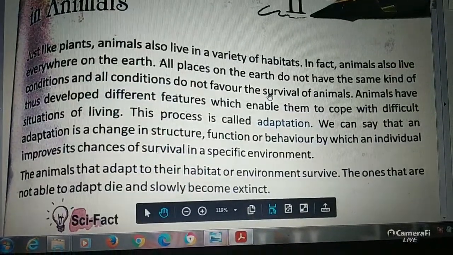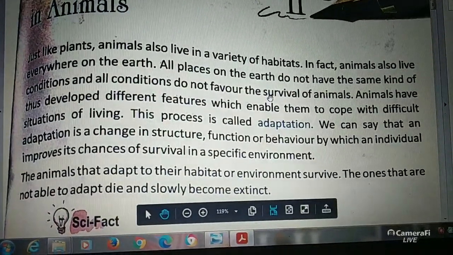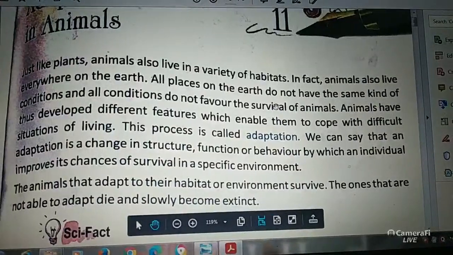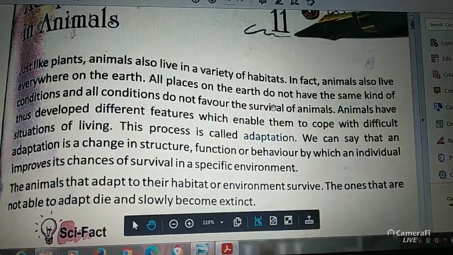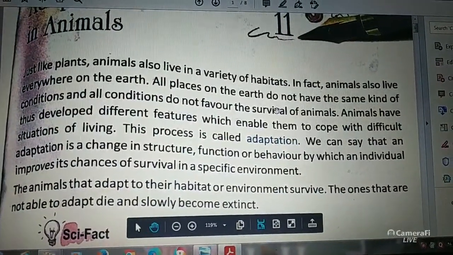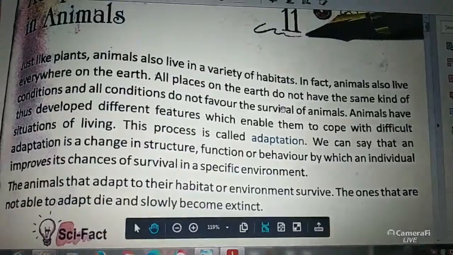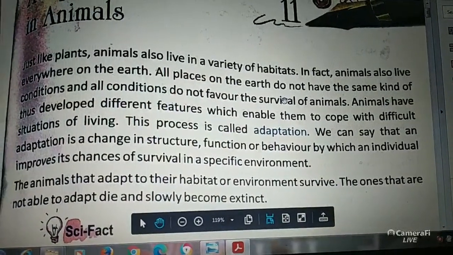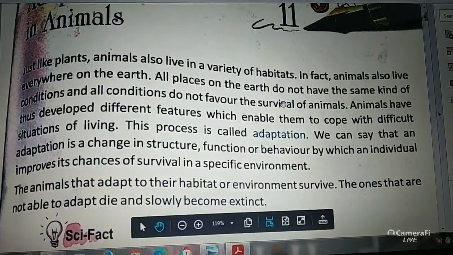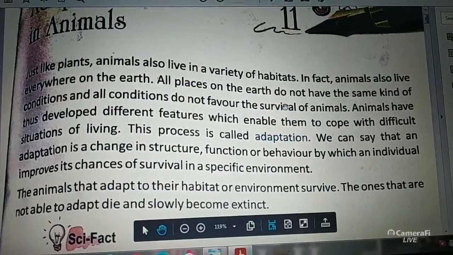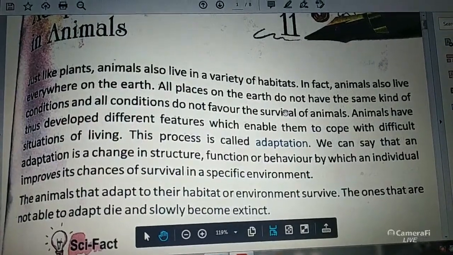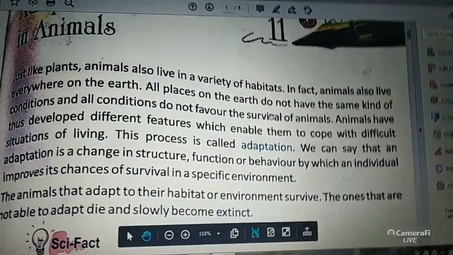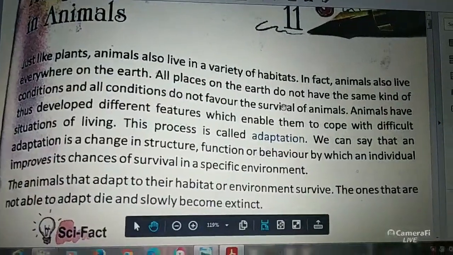Animals have thus developed different features which enable them to cope with the difficult situations of living. That means animals are adapting, acquiring different features, different body shape, different food habit, different physiological functions. They have adapted different functions for their body to enable themselves to survive in that situation. This process is called adaptation.